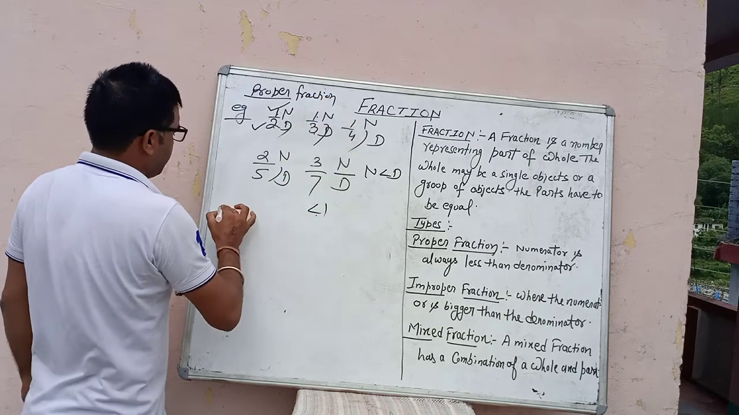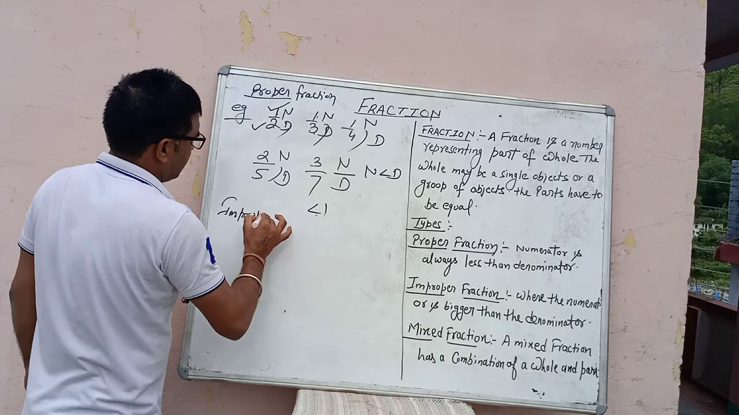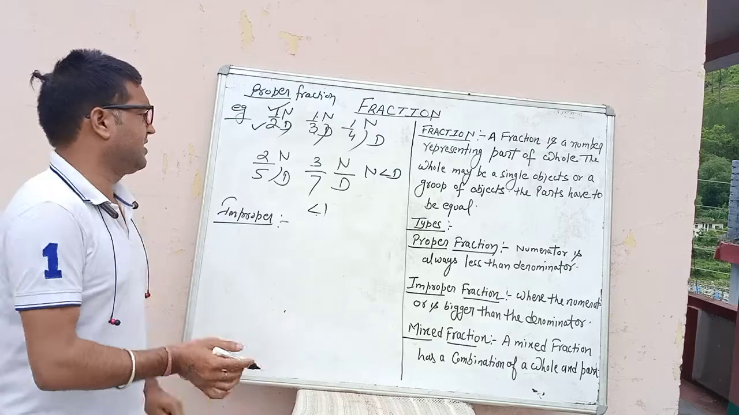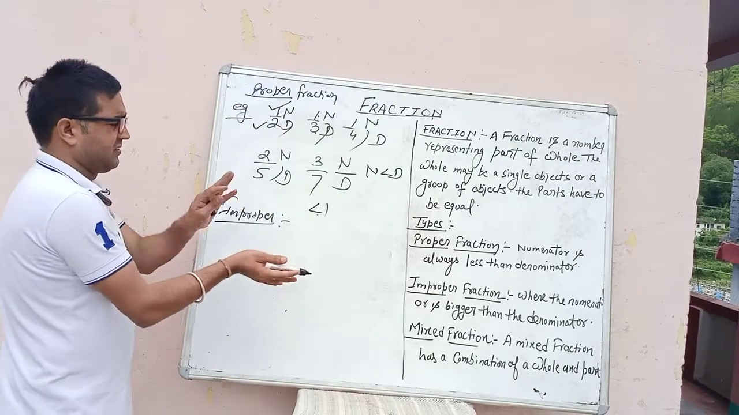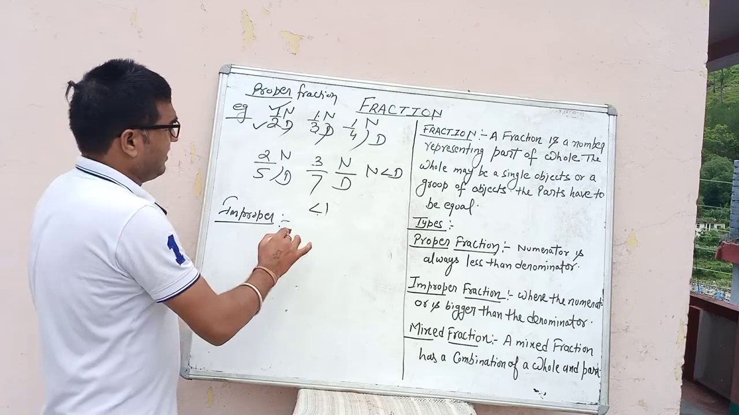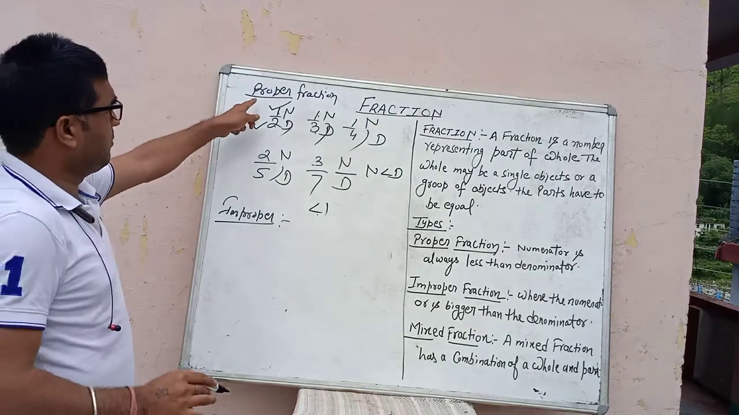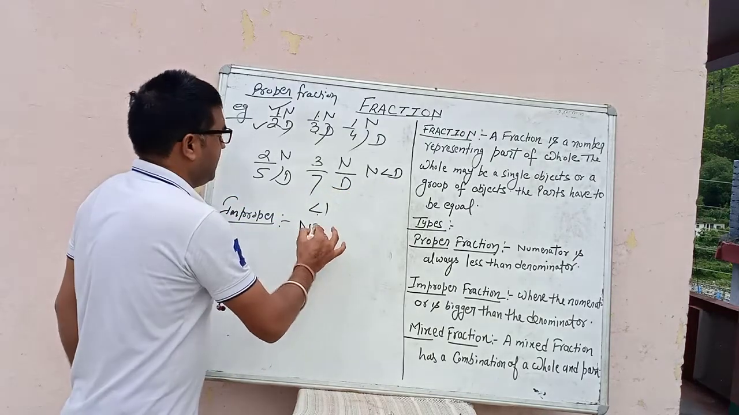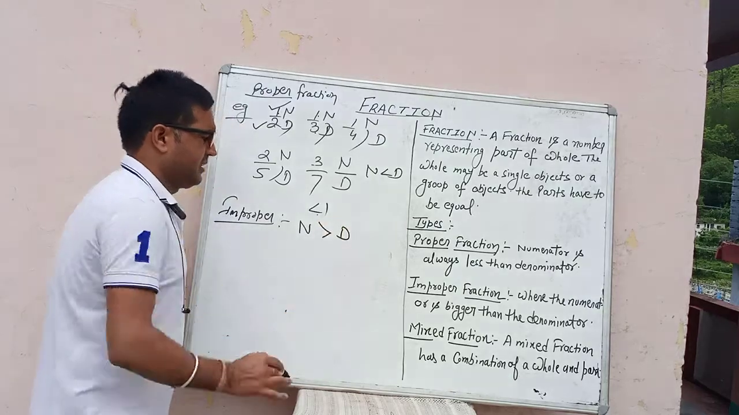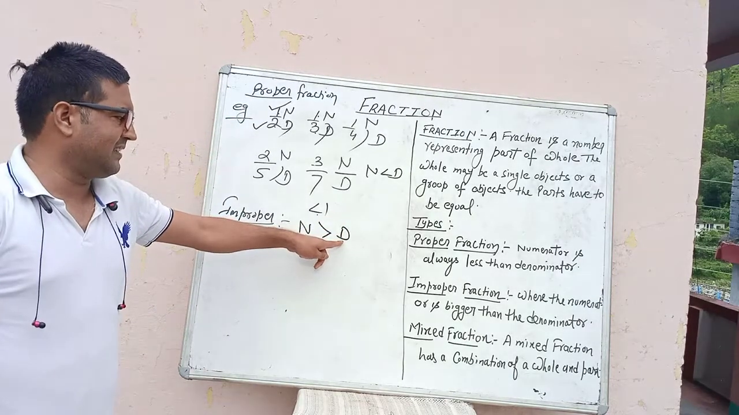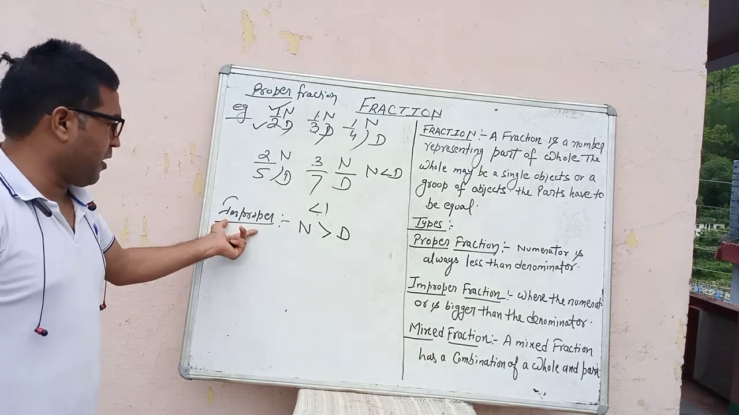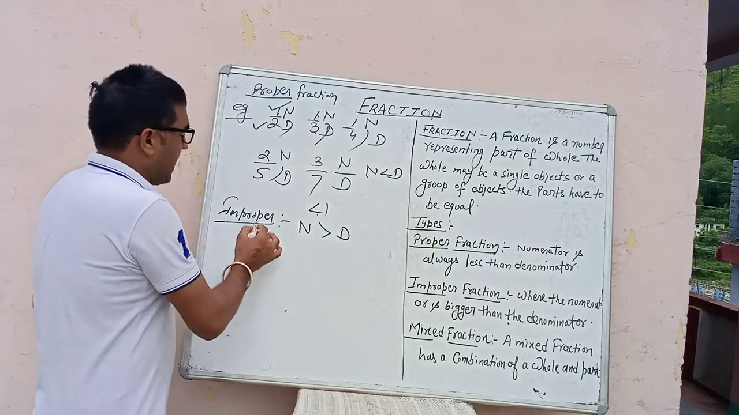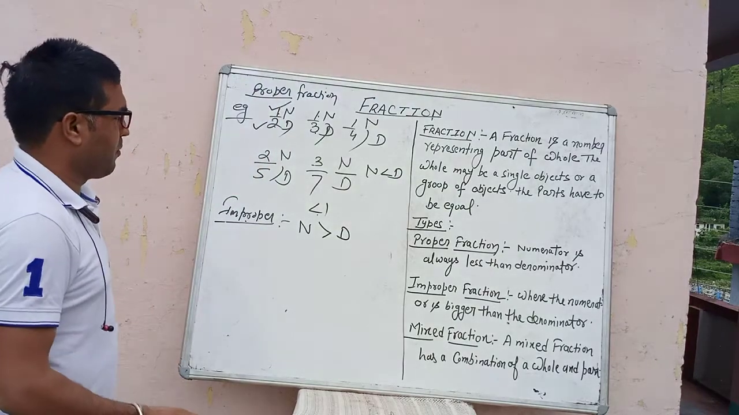Now the second is the improper fraction. For an improper fraction, you can say it is the reverse of a proper fraction. In a proper fraction the numerator is less than the denominator, but in an improper fraction the numerator is greater than the denominator. Okay guys, in improper fractions the numerator is greater than the denominator. So that type of fraction is called an improper fraction.